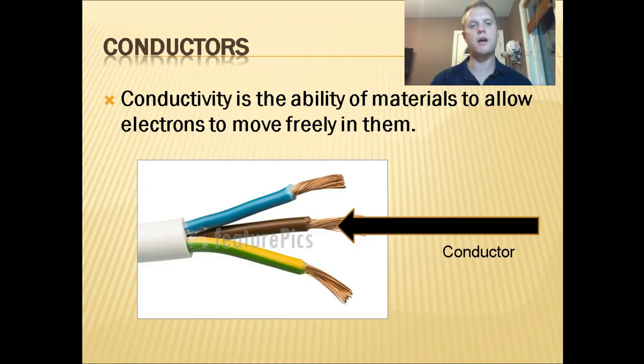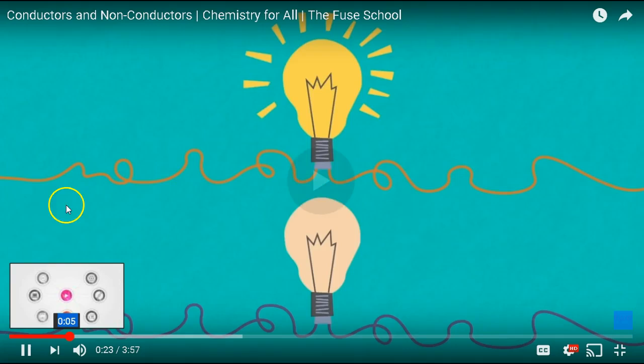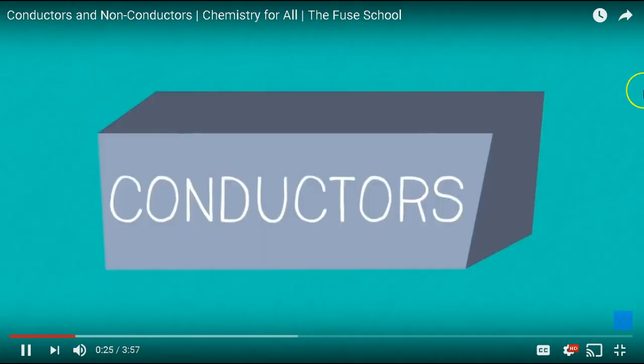So we're going to learn that conductors have the ability to allow electrons to move freely in them. If you look at a wire, the metal part is the conductor, while the rubber part is known as an insulator. Electric insulators are materials that hold onto electrons and do not allow them to move easily. Metallic solids are called conductors.